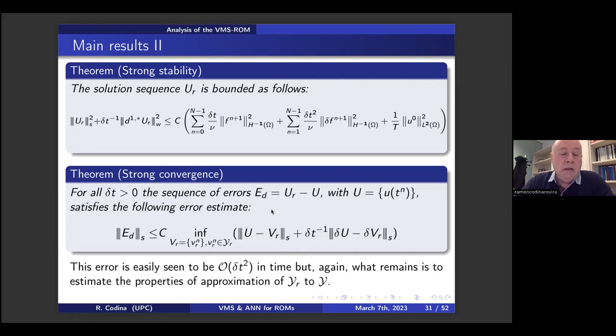So in summary, it is possible, using exactly the same ROM model as the FOM, to prove stability and convergence. Essentially, one of the keys is that, as I said before, we can use inverse estimates, which are crucial to prove stability and, from them, convergence. And the reason why you can prove inverse estimates is because the ROM functions are in fact finite element functions and therefore piecewise polynomial.